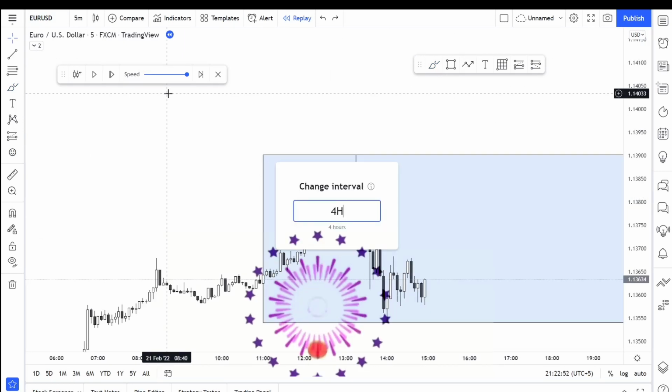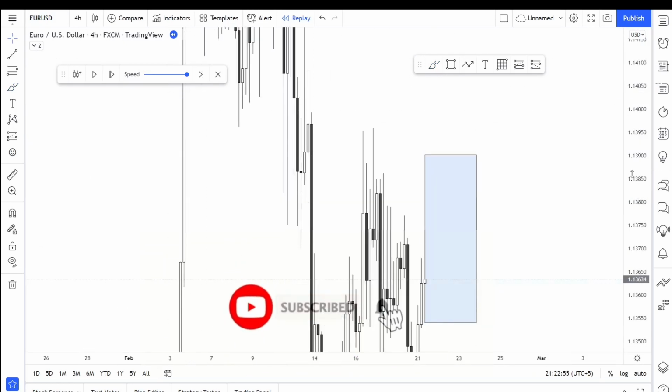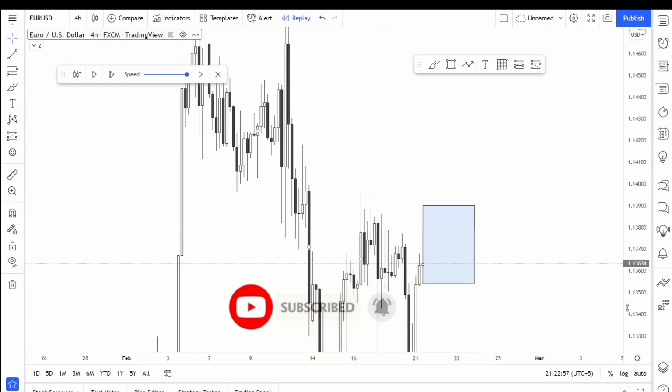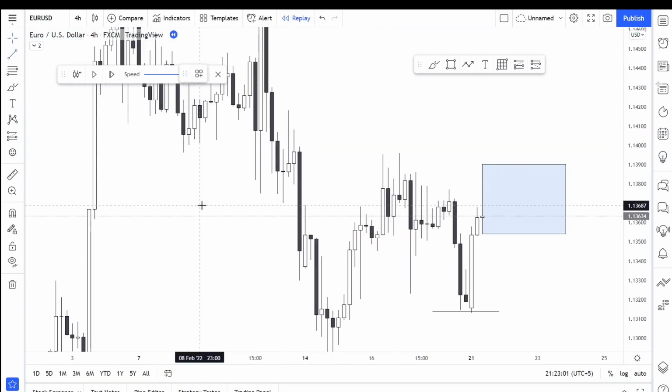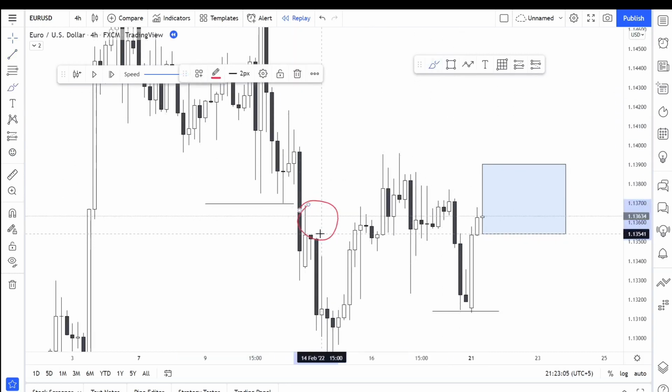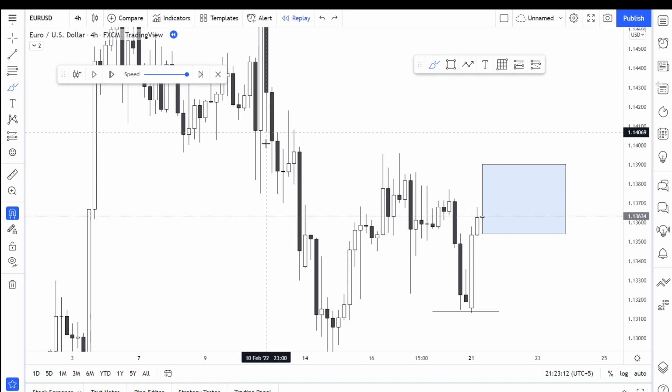So let's take some other examples as well, a couple more. For example, over here we have a break of structure to the downside. We have this beautiful inducement. Wait for the next video, where we will talk about the inducement. And then the price reacts from this order block. Let's see how it actually worked out on the lower time frame.